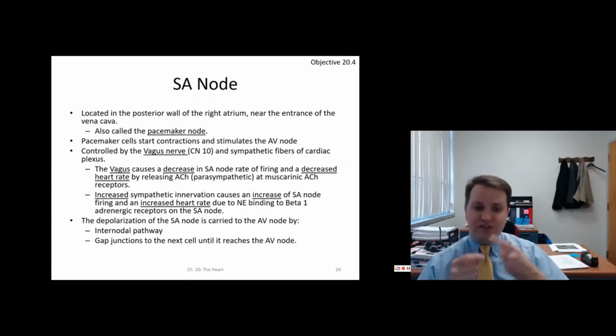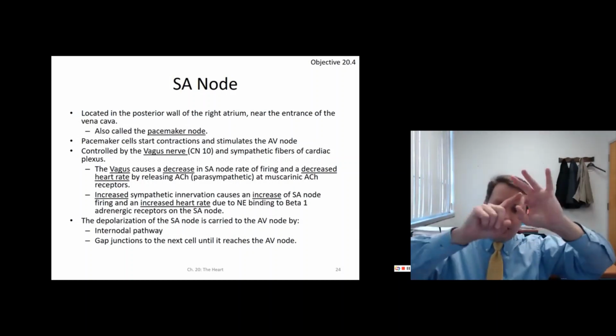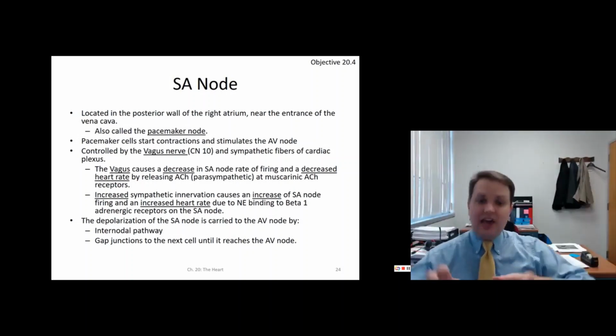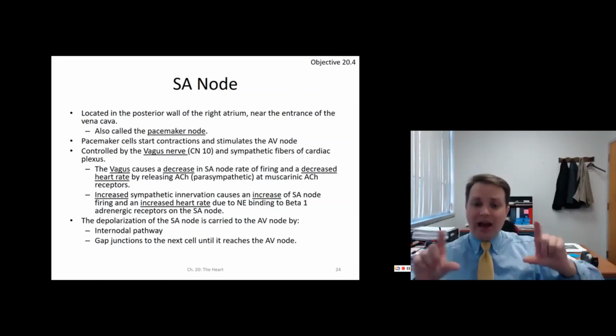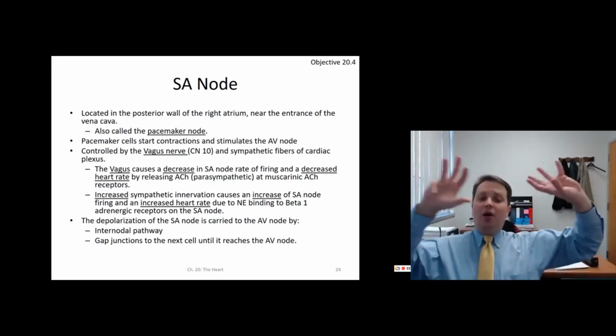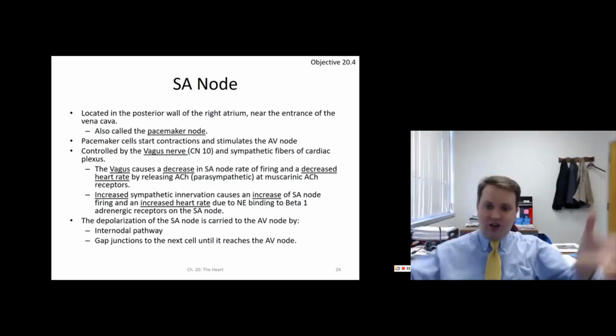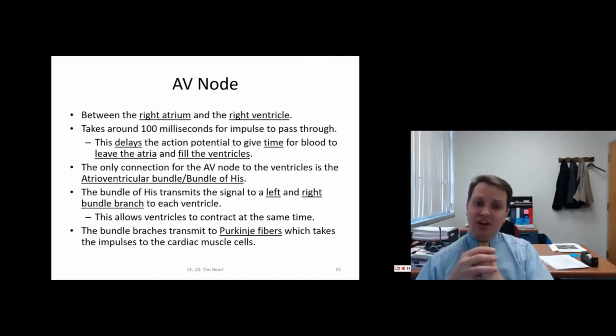That's going to fire it, and what happens is, remember the word depolarization means we get positive. When you depolarize the SA node, the internodal pathways take it to the AV node, or we can go gap junction by gap junction through those cells from each cardiac muscle cell till it gets there. So there's a wave of depolarizations going from the SA node to the AV node to make that AV node fire. Now the AV node has got a brake on it.